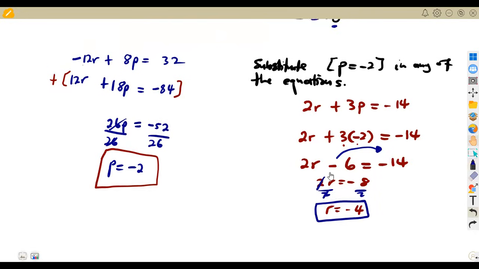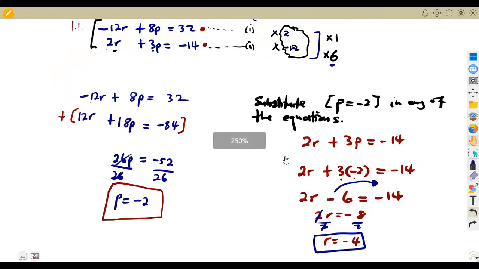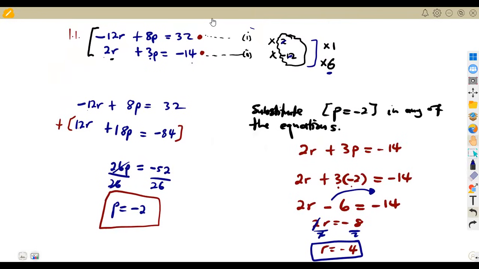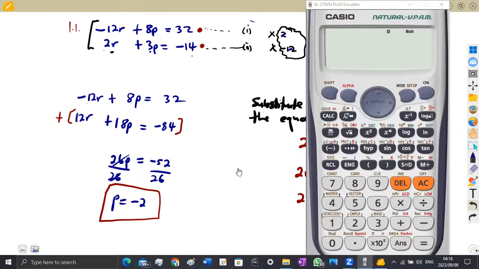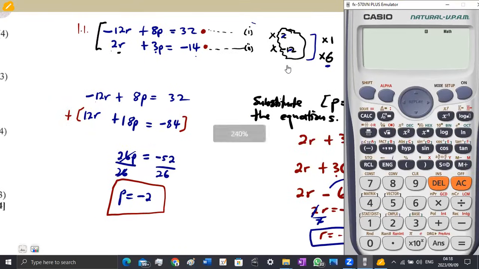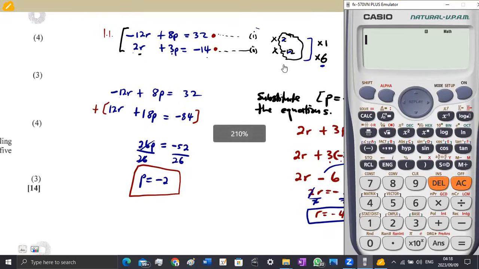With these values that we have obtained here, if we substitute these values back into any of these equations, it must give us exactly the same thing that we have on our equation. So what I'm simply saying is, let us say we have our calculator here and we have got the value of P and R. Remember, our R in this case is negative 4.